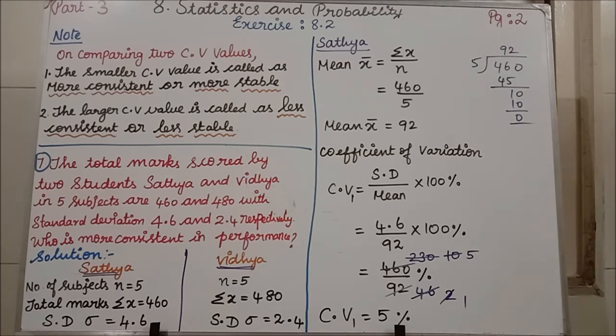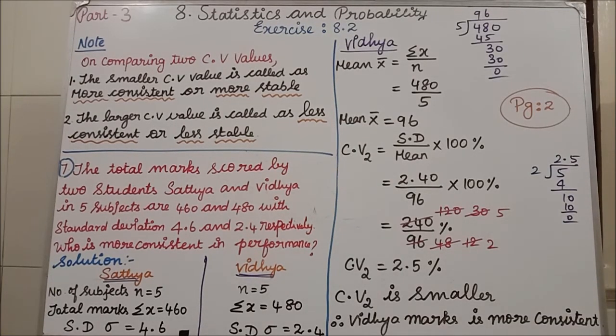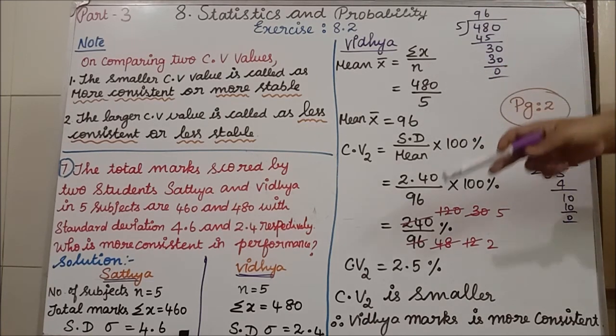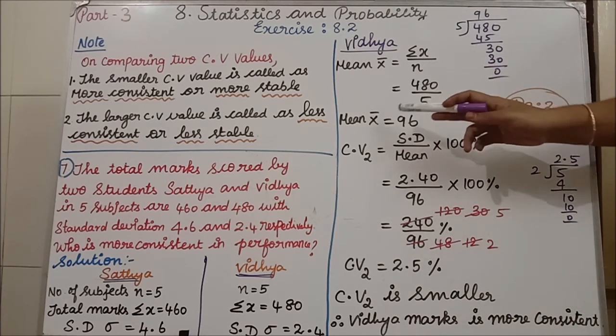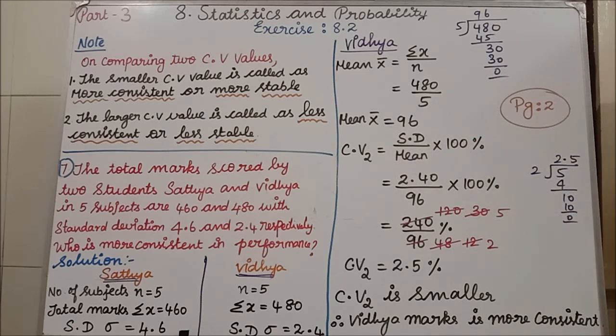Okay, now we cannot decide who is more consistent. Only if we find Vidya's value can we tell who is more consistent, isn't it? Now we'll see Vidya's coefficient of variation. I have calculated it for Vidya. Now see, mean x bar is equal to summation x by n is the formula. Summation x is 480, n is 5. So if I divide, I am getting 96. So mean x bar equals 96. Now for coefficient of variation for Vidya, what is the formula? Standard deviation by mean into 100 percentage.